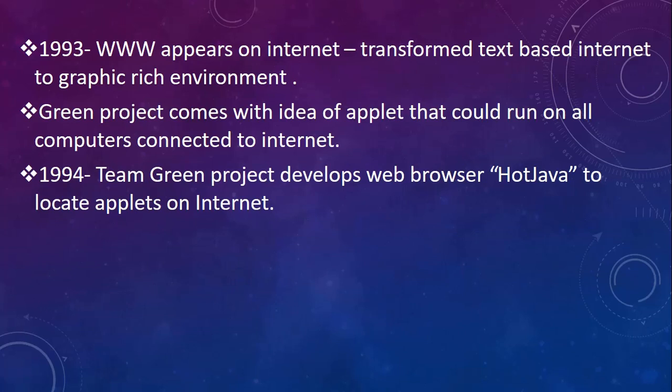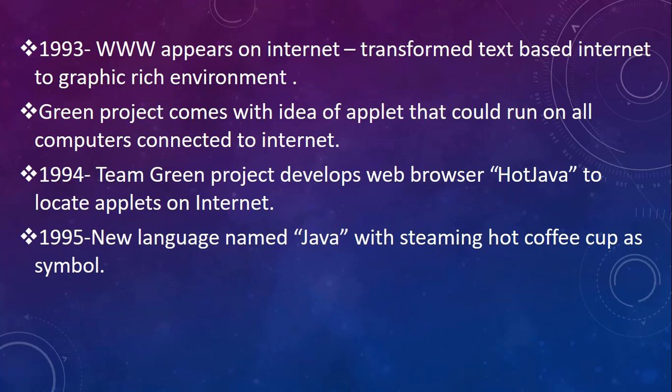In the next year, 94, the Green project team, based on that same idea, developed the first Java-enabled web browser in the world, and they named it HotJava to locate the applets on the internet. Now you see the name is HotJava, but then how did that Java term come? Something happened between 93 and 94. We are going to see that.